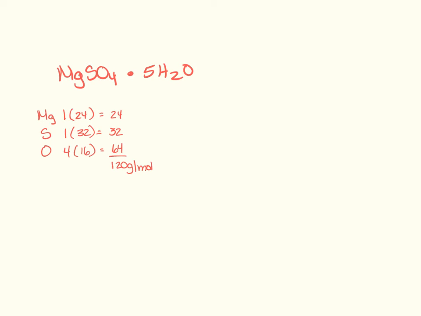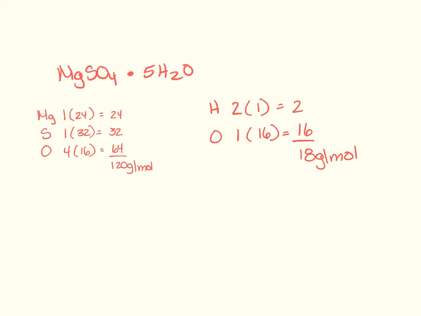Now let's deal with the water portion of this hydrate. In this water portion, we've got a water molecule which is made up of 2 hydrogens and 1 oxygen. We've got hydrogen, we've got 2 of them. We've got 1 oxygen. Each hydrogen weighs 1 gram, each oxygen weighs 16 grams. We're going to multiply them through. We're going to get 2 total mass for the hydrogen, 16 total mass for the oxygen, and we're going to end up with 18 grams per mole.